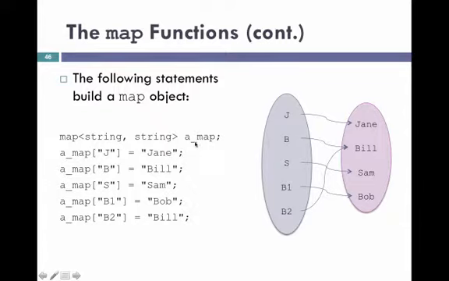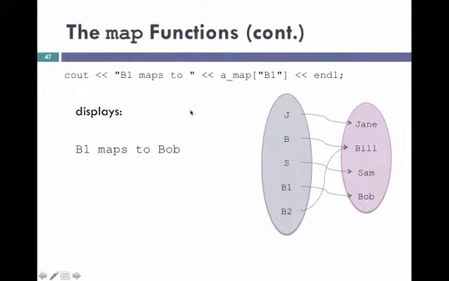Now the following statements build a map object. We can declare this local variable map, and then we can take the string Jane and assign it to map location J. Notice here, when we evaluate this, since J doesn't already exist in the set, we'll get an entry with a default value for the value type, and it'll be non-const so that we can then assign Jane to it, and so forth. So here we'll assign, for each of these keys, these associated values, and notice keys B and B2 will both be associated with the string Bill.